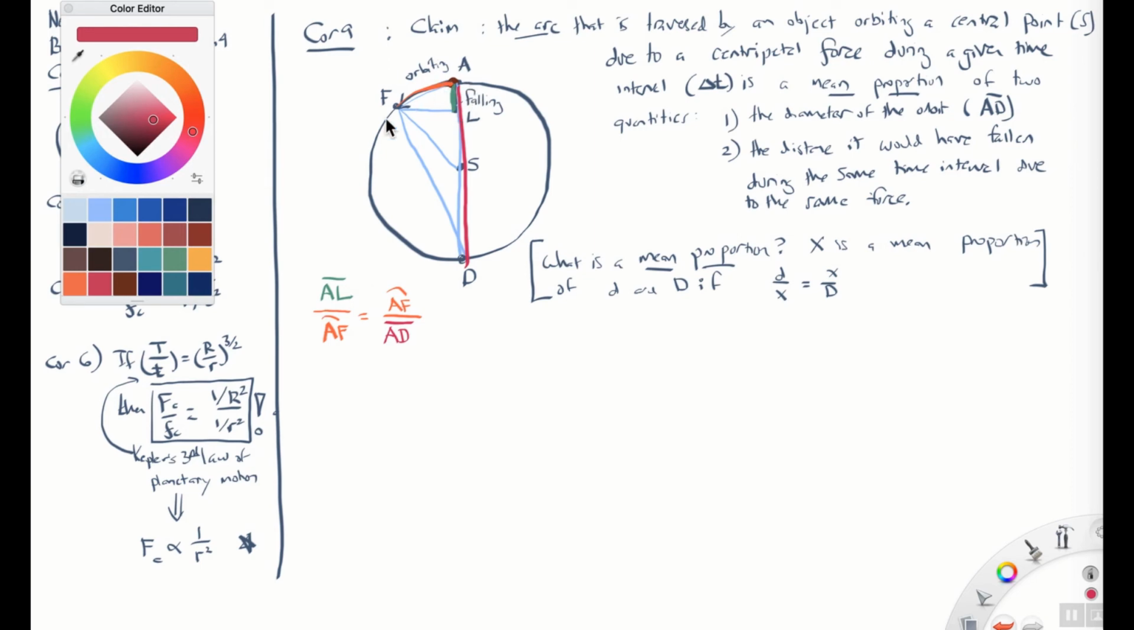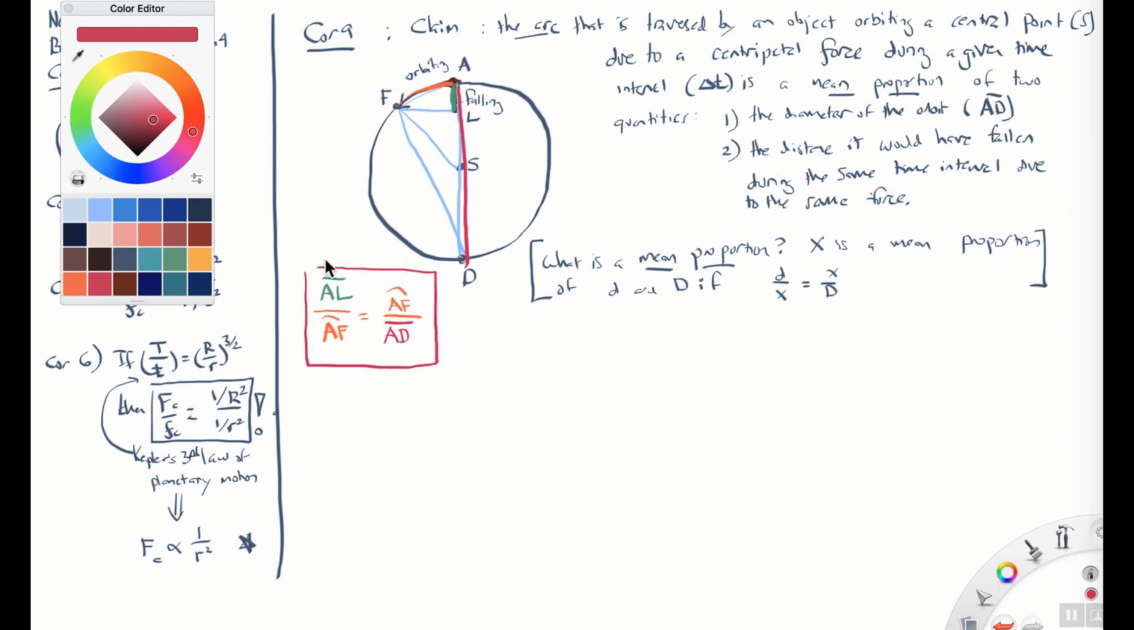So if, for example, you have this orbiting object, it's feeling a centripetal force to stay in orbit. Suddenly God puts out his hand and stops the orbit. It's still feeling a force that's trying to pull it in. So as a result of that force, it's going to start falling straight down. So if you let it fall for some time delta t, that's the same time as it would have gone over to here, that distance AL is the distance it would have fallen. Okay, so that arc length AF is a mean proportion of AL and the diameter of the orbit AD. That is the claim that he's making.